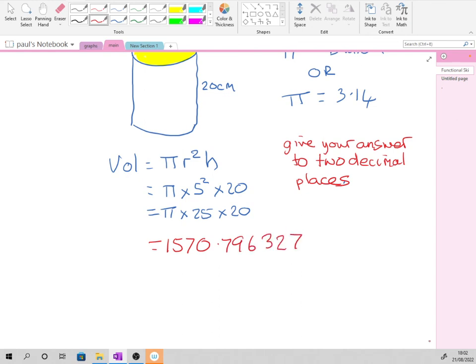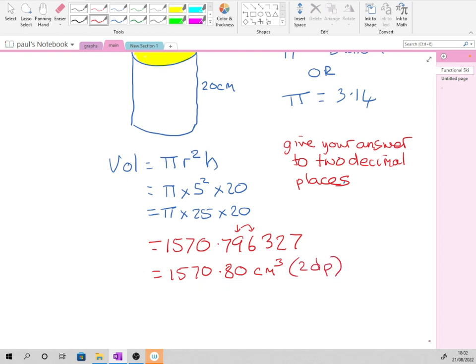1570.796327. Now, 2 decimal places, I look at that number, and there's the decider on the right. It's 5 or more, so I need to add 1 onto the 9. That makes that 10, so I've then got to add 1 onto the 7 to make that 8. And I'm going to put the 0 in there. I know we don't normally do that, but that's your answer, centimeters cubed to 2 decimal places.